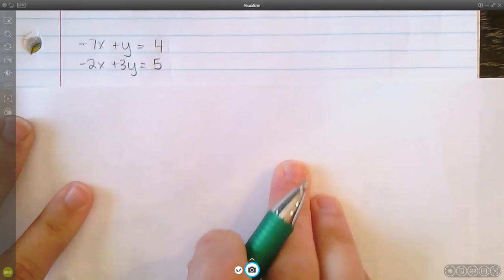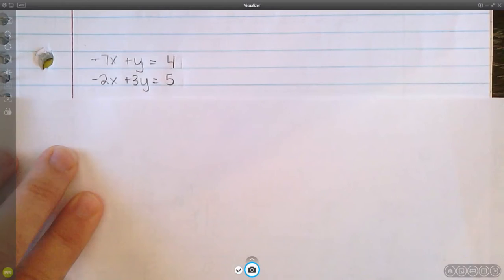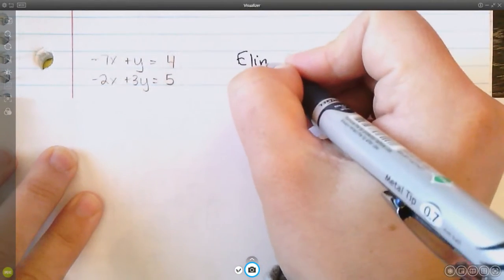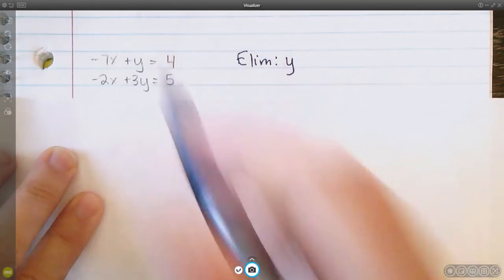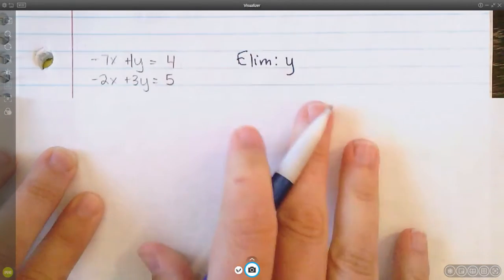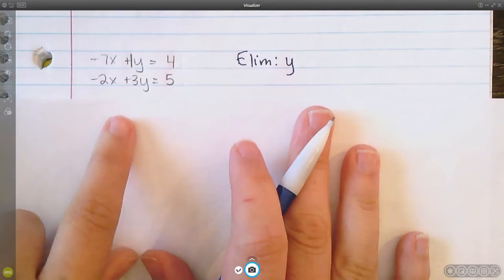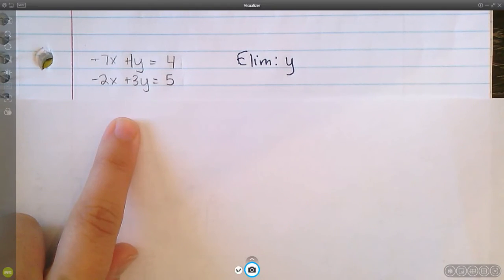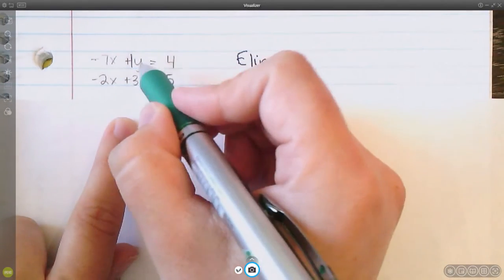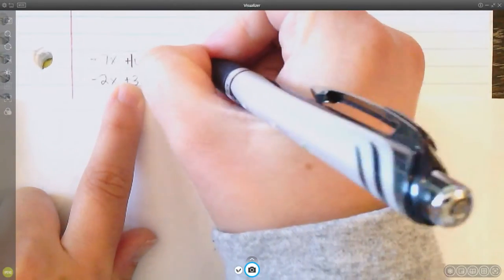All right. How about this one? This time, let's eliminate the y's. Okay, so this time we have 1y again, and we have 3y, but they're both positive. So remember, when you eliminate, you want one to be positive and one to be negative. So instead of multiplying this top one by a positive 3, we're going to multiply it by a negative 3.